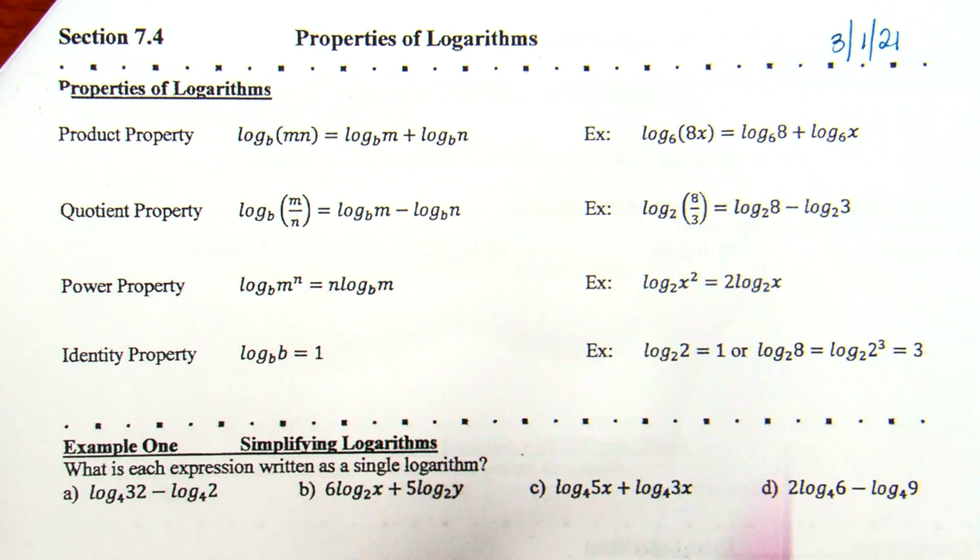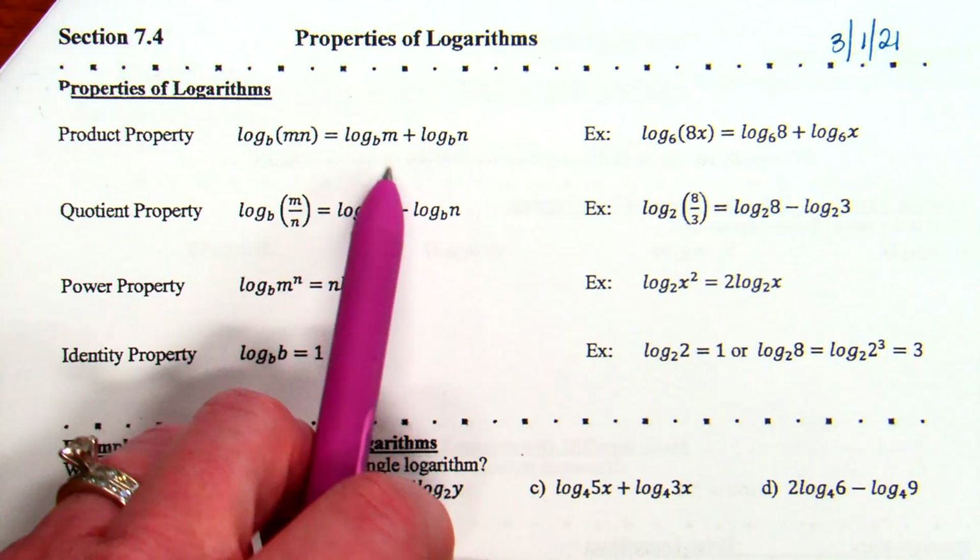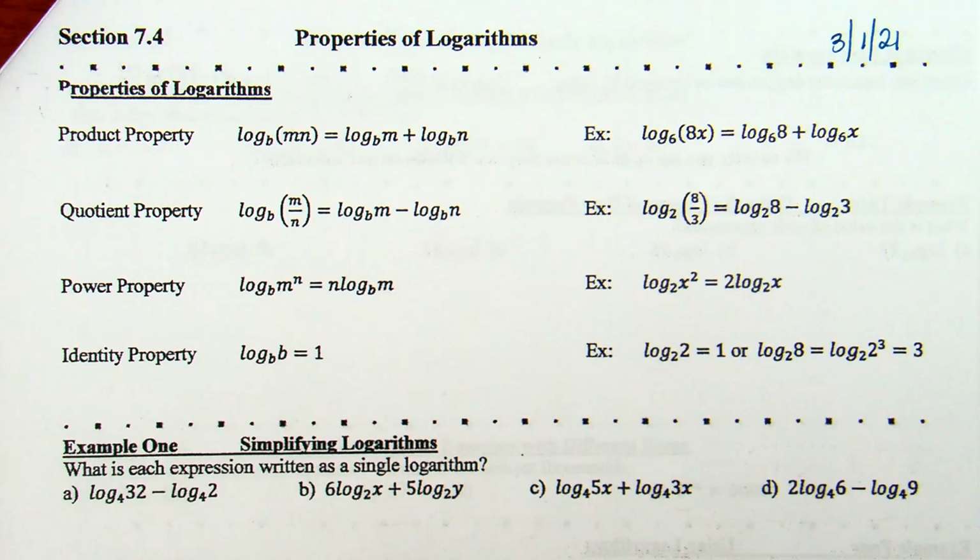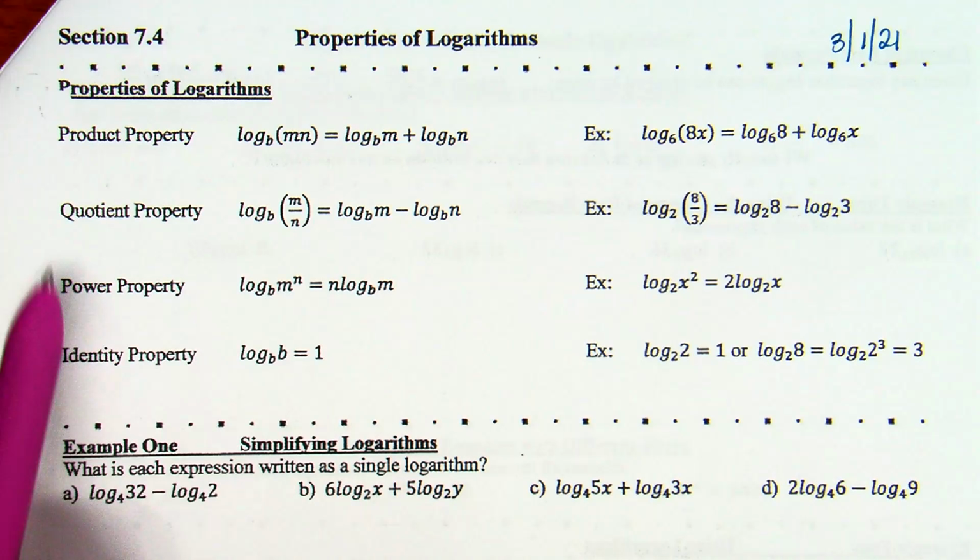Now keep in mind, in order to use the product property, the base has to be the same. You can't have 2 different bases happening here. But other than that, just 2 logs being added with the same base can be rewritten as 1 log where the insides are multiplied. That's the product property. Now, we also have the quotient property.